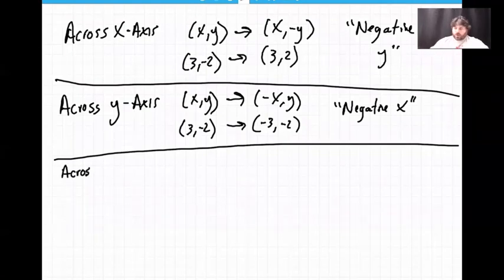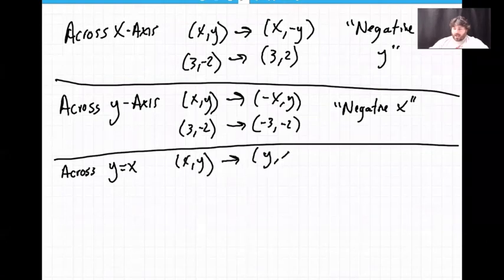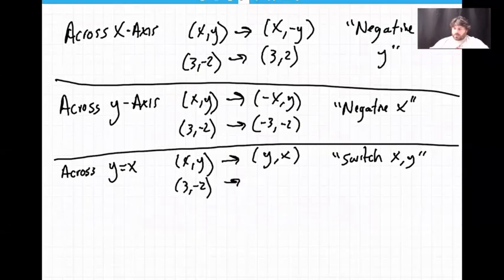All right, what if we go across the line y = x? Okay, well, this one's interesting. The (x, y) coordinate turns into a coordinate (y, x). Now, what did we actually do here? We just switched. We flipped the x and y around. So we switch the x and y. We just switch them. So that coordinate (3, -2) becomes (-2, 3). We just change the location there.